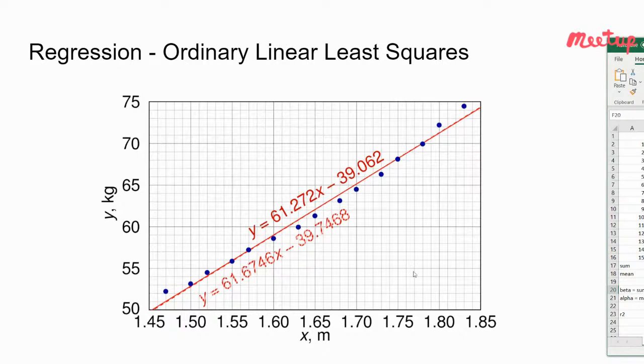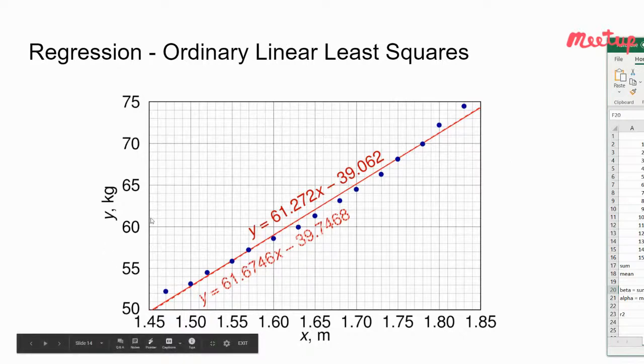in terms of x being height versus y being weight.